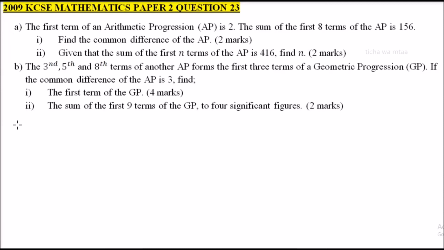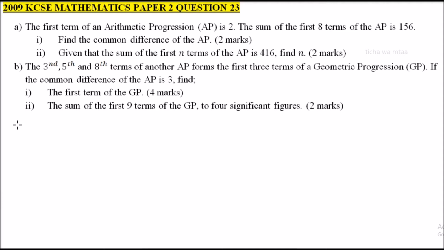Part 2, question number 23. We are told the first term of an arithmetic progression (AP) is 2. The sum of the first 8 terms of the AP is 156. Roman number 1, find the common difference of the AP, for 2 marks. So the common difference: we have been given the first term is a and the sum of the first 8 terms.